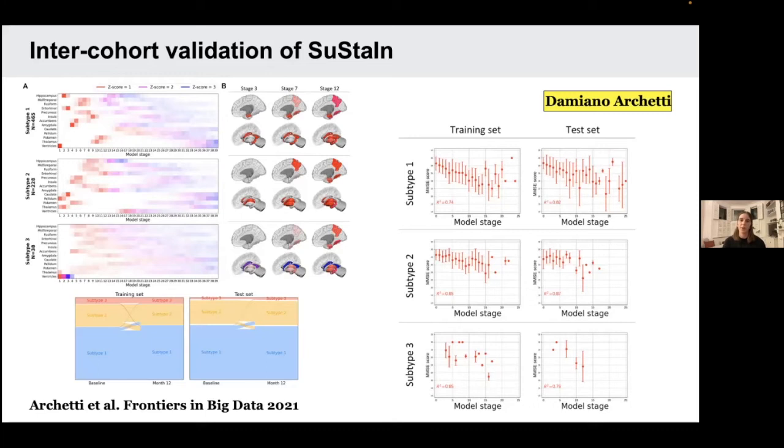And then he was also able to demonstrate that SuStaIn subtype and stage based on MRI, when combined with MMSE and CSF A-beta 142, were able to predict conversion from mild cognitive impairment to dementia.